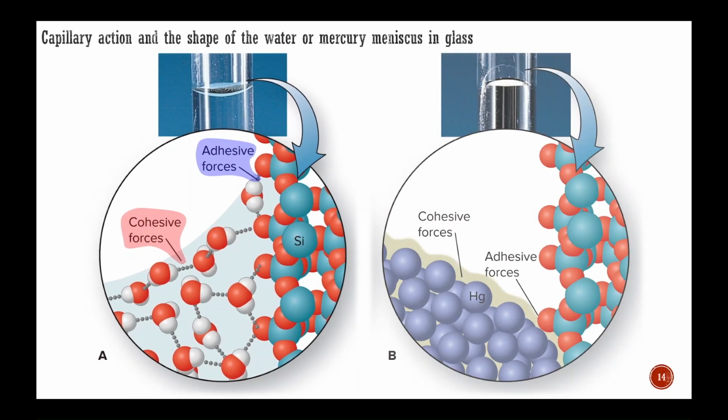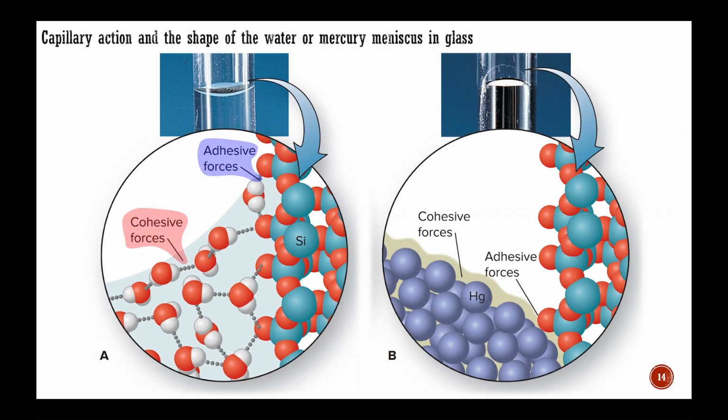However, the upward movement is limited by the weight of the liquid in the tube. In the case of mercury, shown in the figure on the right, the cohesive forces are stronger than the adhesive forces, resulting in a convex meniscus in which the liquid level at the glass wall is lower than that in the middle.